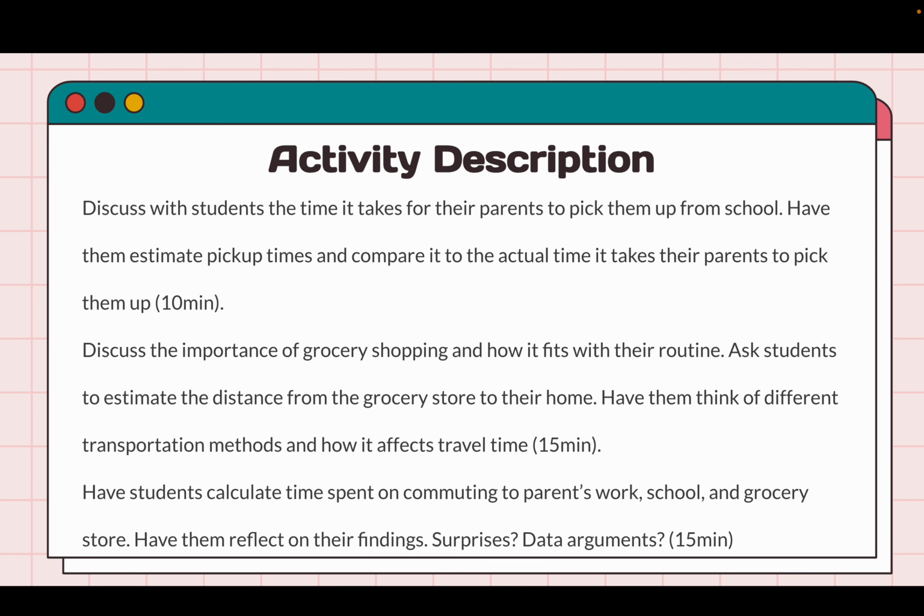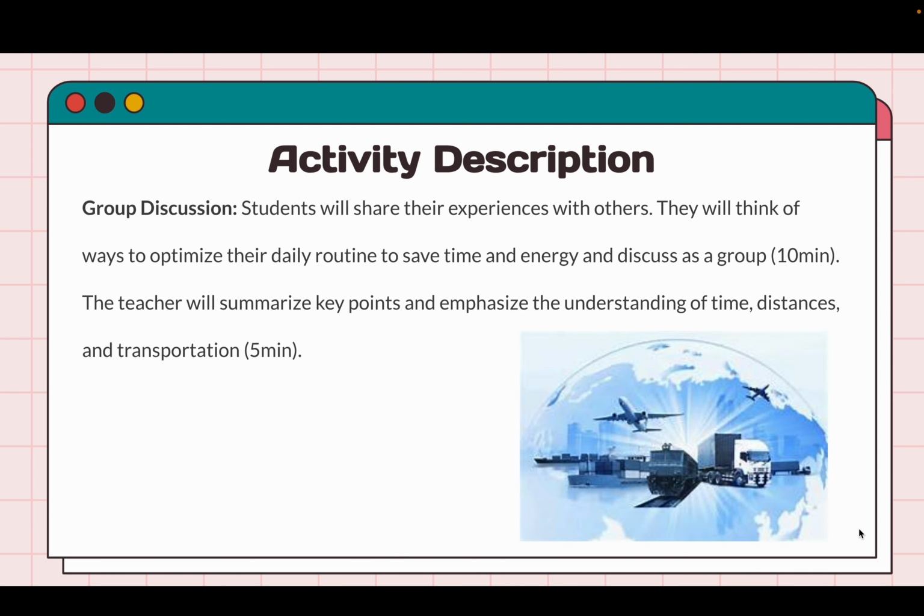We're going to be asking students to estimate the distance from the grocery store to their home, have them think of different transportation methods and how it affects their travel time. We're going to have students calculate time spent on commuting to parents' work, school, and grocery store, and have them reflect on what they find, like any surprises or data arguments, and so on.